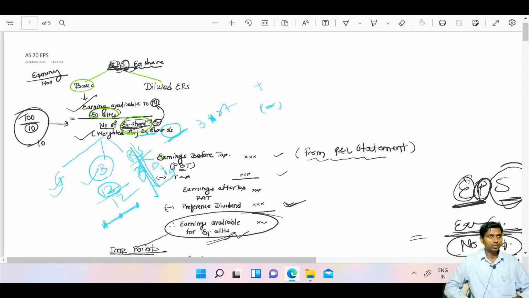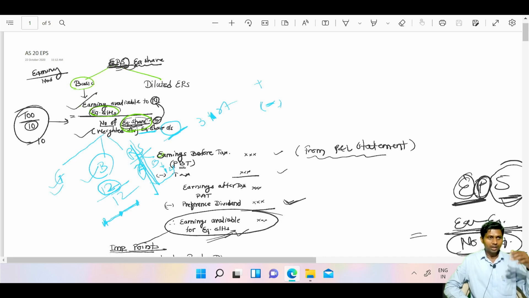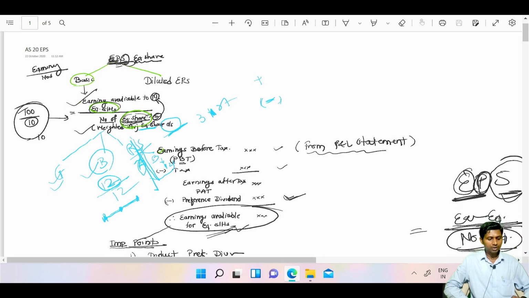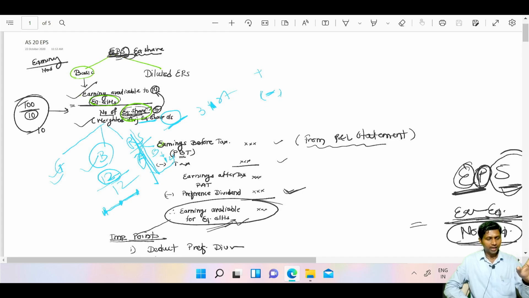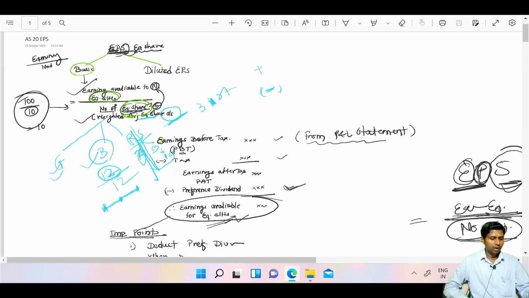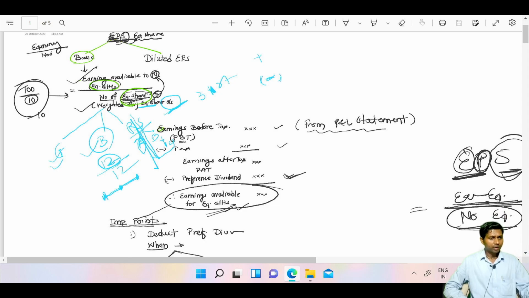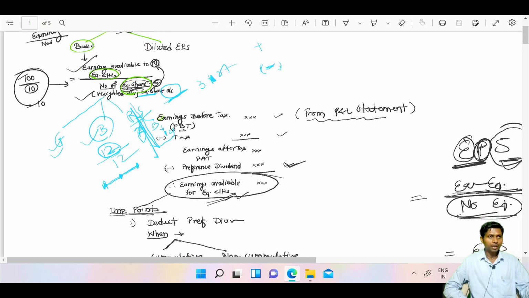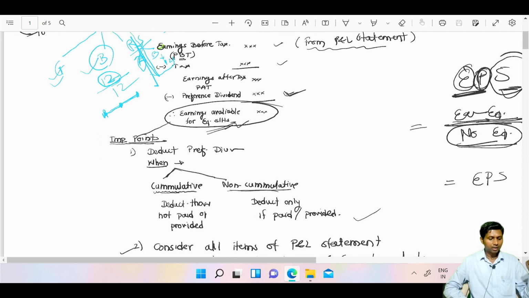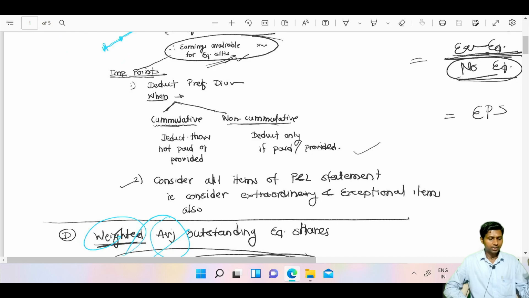In that you will find basic as well as diluted. In the exam you will not get diluted, you will get only basic. Now earning per share means total earning divided by number of shares. Total earning means the earning available to equity shareholders, that means profit before tax minus preference dividend. After everything, whatever is remaining for the equity shareholder, that you consider as the numerator, and then the denominator is the outstanding equivalent number of equity shares. How to calculate that we'll see.